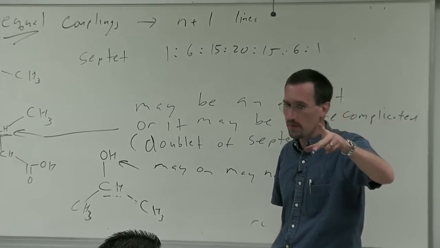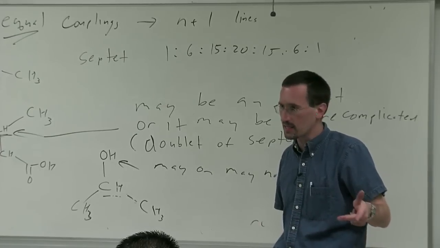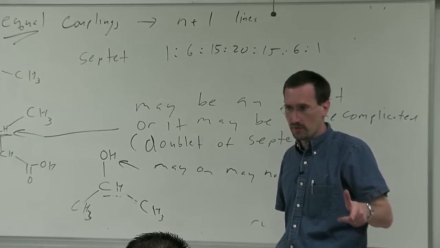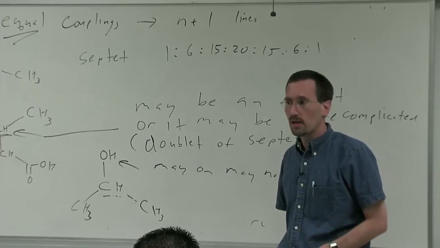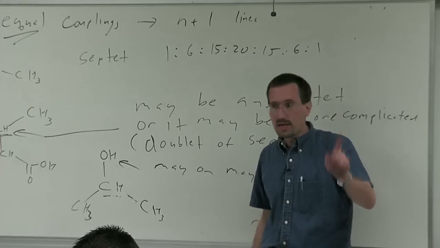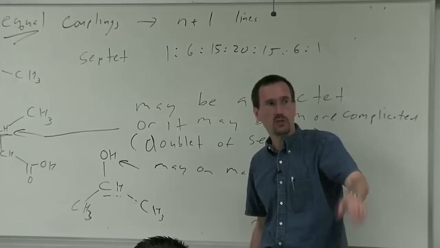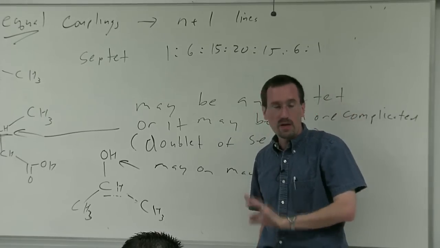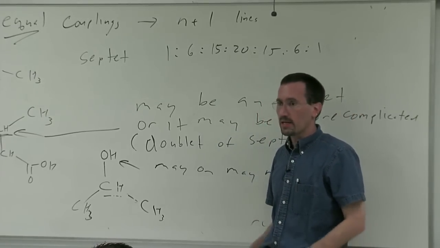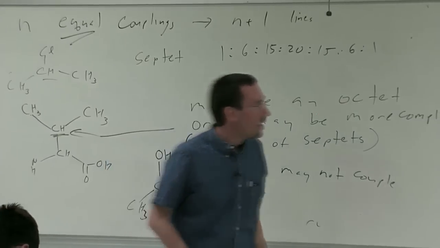There's a very good appendix in the back of your book. I forget whether it's Appendix A or Appendix F at the back of Silverstein. What was the appendix? Somebody looked it up. Anyway, that is a very good place to start. But in general, unless you have long-range coupling, we'll get to that in a lecture or two, coupling is going to be through 2 or 3 bonds.